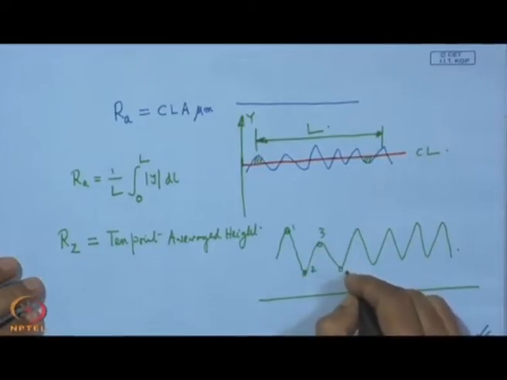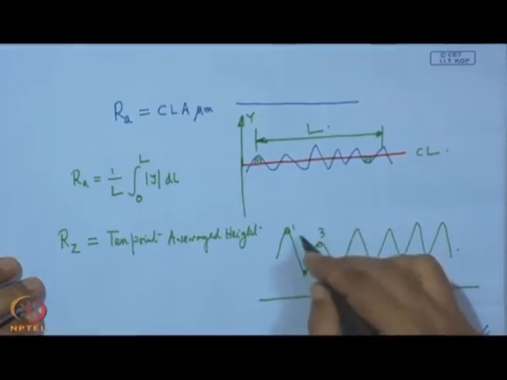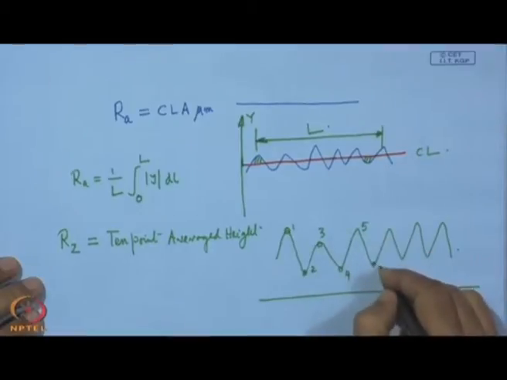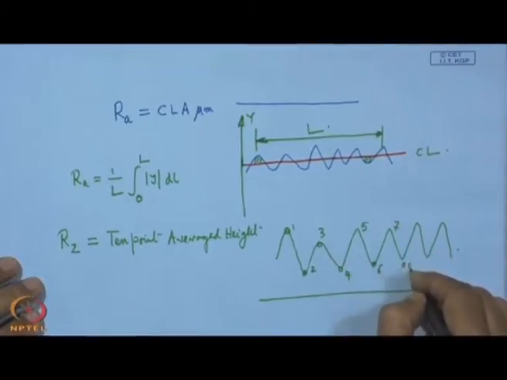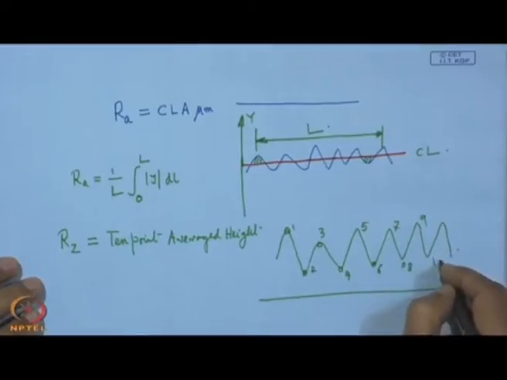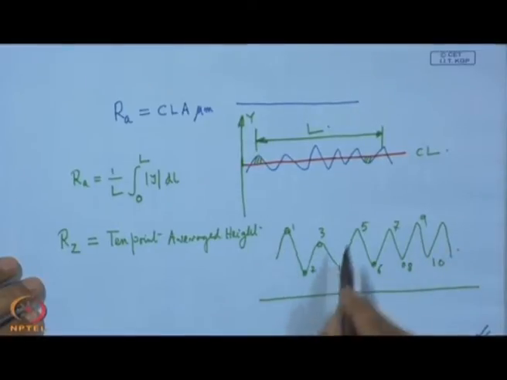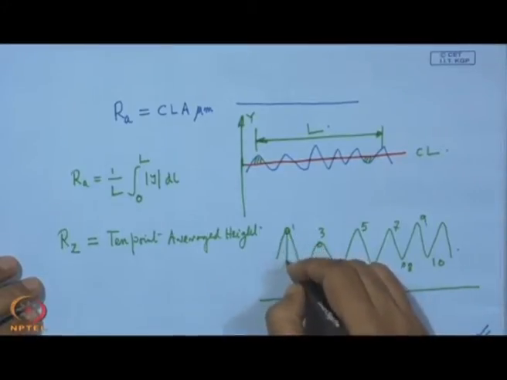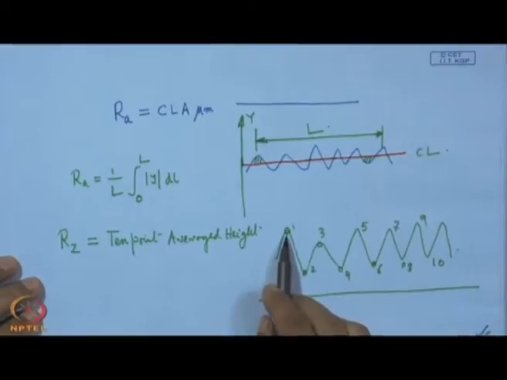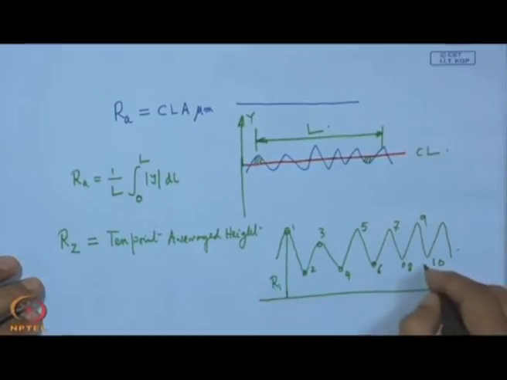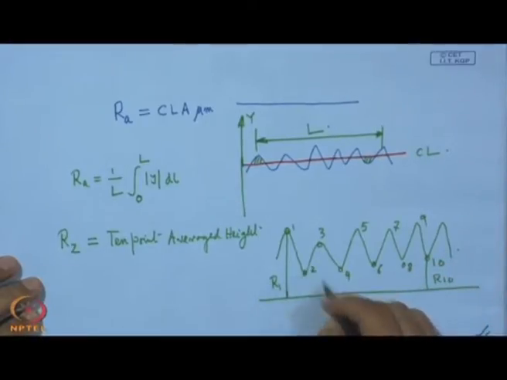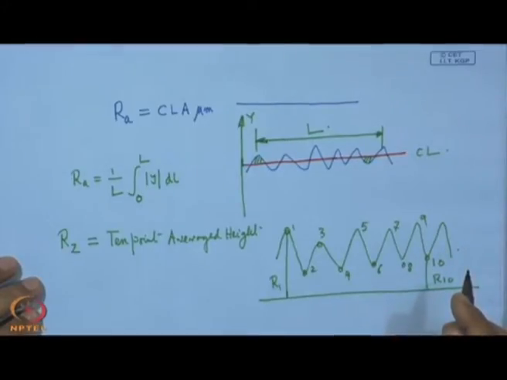So, we can find out 10 points, and over these 10 points we can find out the height of the peaks of these hills. Say this is R1 and this is R10 obviously. So, we have R2, R3, R4 and so on. So, it is a 10-point average.